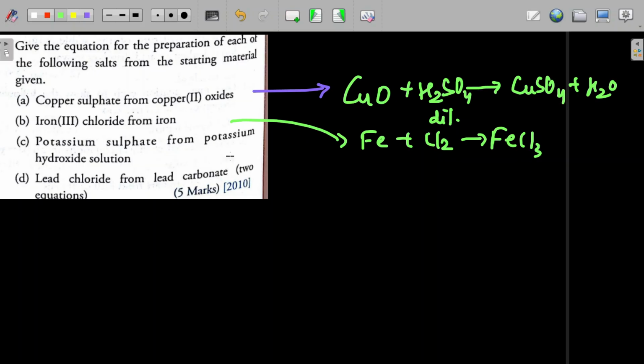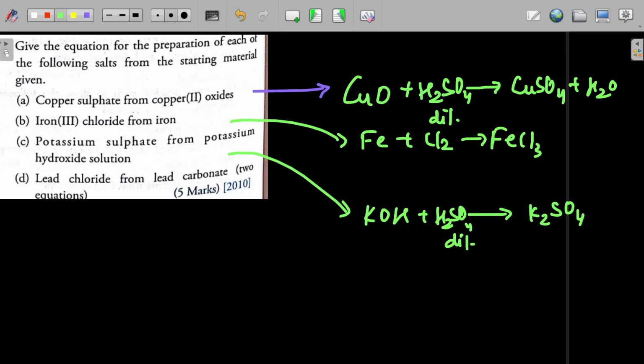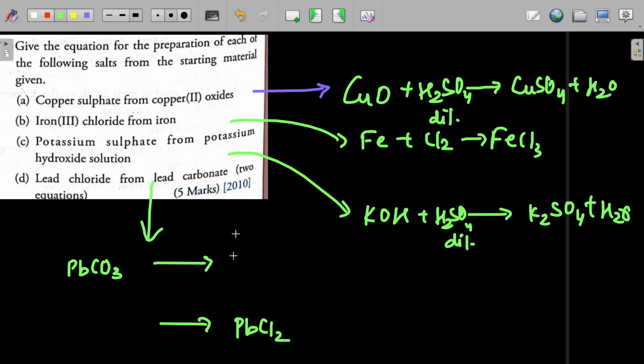Potassium sulfate from potassium hydroxide. It is a similar thing. KOH is a base. Same. K2SO4. So you have to use H2SO4 dilute plus H2O. Last one is two equations they have written. Okay, what is this? Lead chloride from lead carbonate. So lead carbonate, first one equation you have to do, then you have to convert it into lead chloride because they have mentioned here two equations.